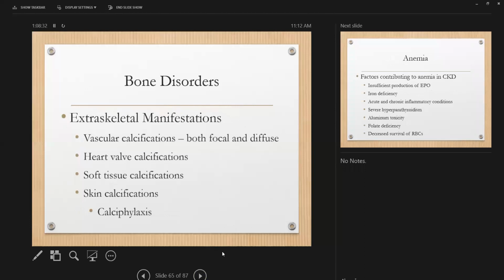Other bone pieces, you can start seeing vascular calcifications because of the laydown of calcium that begins occurring outside of the kidney because of the decalcification that occurs.